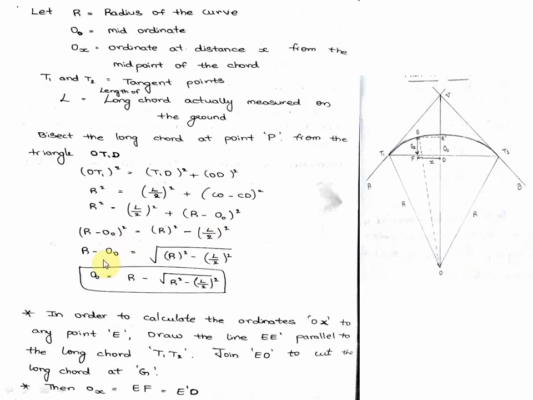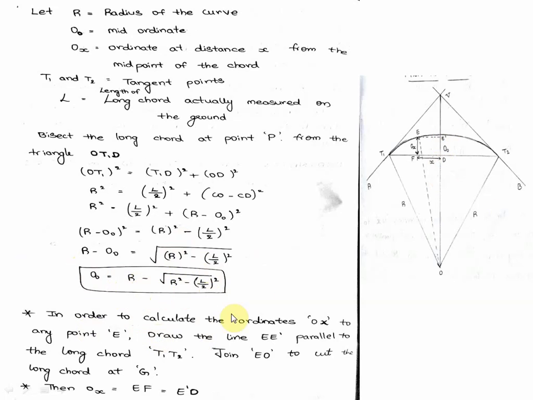To find O naught, interchange the notations. Take this L by 2 square to the LHS. So R minus O naught square equals R square minus L by 2 whole square. So R minus O naught equals root of R square minus L by 2 whole square. To find O naught, bring this value to the LHS: O naught equals R minus root of R square minus L by 2 whole square. This is how you calculate the mid-ordinate.